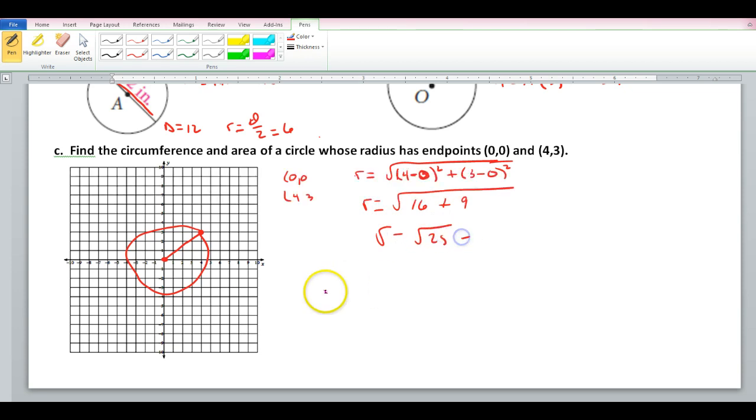Now if we're looking for the circumference, it's like above. The circumference of this circle would be 2 times pi times 5, which gives you 10 pi. And the area of this circle would be pi times 5 squared, which is 25 pi.